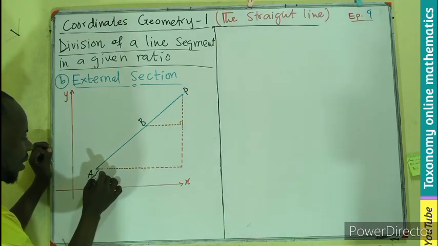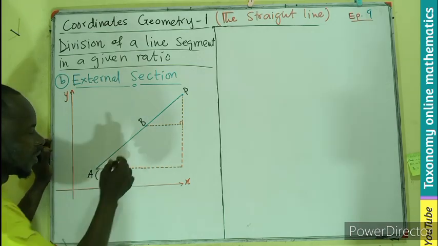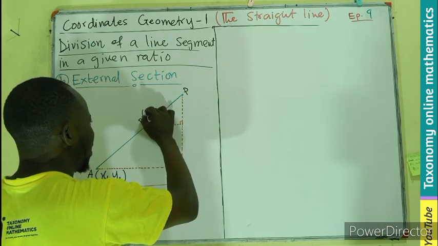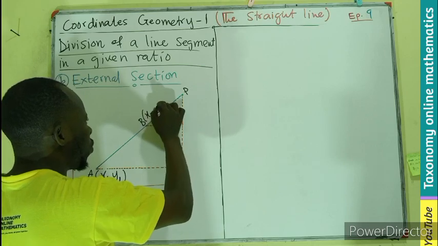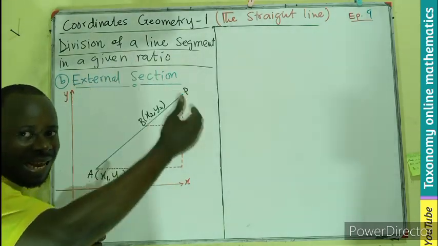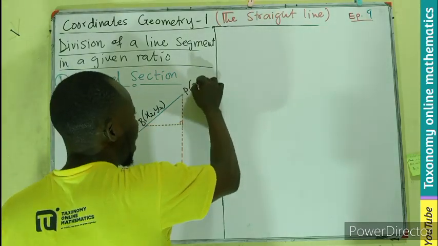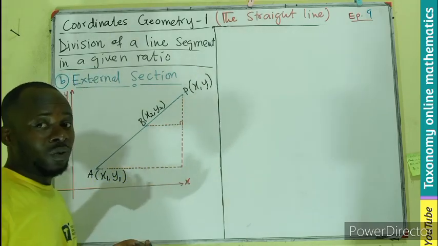So if the line segment AB is what we are dealing with, then we can say that the coordinate will be x1, y1, the first coordinate. Then the second coordinate will be x2, y2, because that's the line given to us before it is extended. So you want to find the coordinate of this, it will be x, y, what we are asked to find.